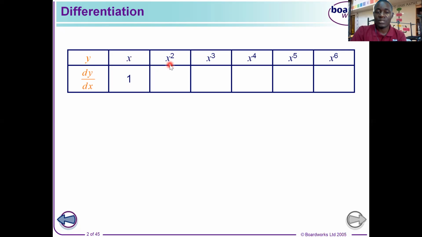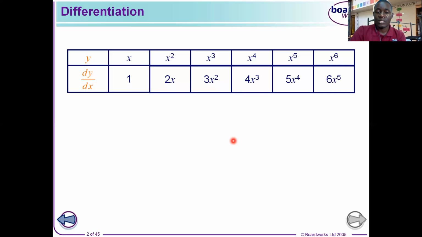The derivative of y equals x squared, that is, the function y equals x squared, will give us 2 times x, that will be 2 times x raised to the power 1, and that of x cubed will be 3x raised to the power 2. x to the power 4 will give us 4x cubed, and then x to the power of 5 will give us 5x to the power of 4. And then lastly, x to the power of 6 gives 6x to the power of 5.